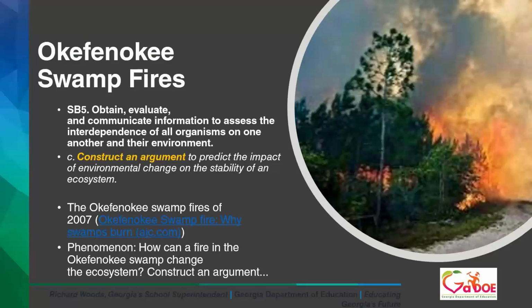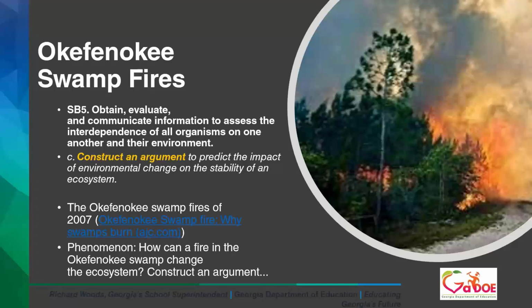So here's an example about the swamp fires in the Okefenokee. You see our biology standard here, SB5, where we are talking about the environment and how organisms are interdependent of each other. And the particular piece, as an example, would be this part here, where we are constructing an argument to predict the impact of environmental change on the stability of an ecosystem. So a great example would be one of the biggest swamp fires in 2007, where thousands and thousands of acres were burned. And so the phenomenon, or the piece where students are going to be arguing about, is what happens to an ecosystem with a swamp fire? How can we have such a big fire in a swamp? Many students may think this is impossible since a swamp is wet, but they construct an argument based on this.